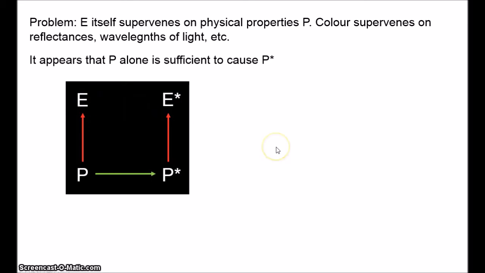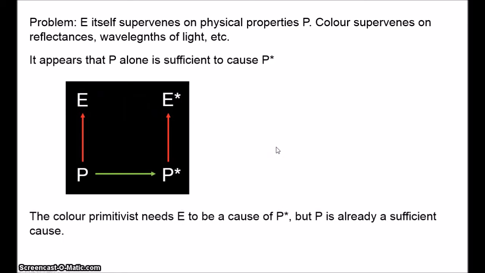So basically Kim's challenge is as follows. The defender of colour primitivism needs E to be a cause of P star, but P threatens to preempt E as a cause of P star. And this is, of course, an argument against all emergent properties. If the primitivist conceives of colour as an emergent property, which seems to be the only plausible way of developing primitivism, then the primitivist faces this objection. So that's a pretty serious problem.